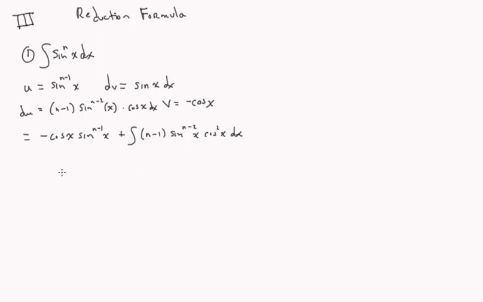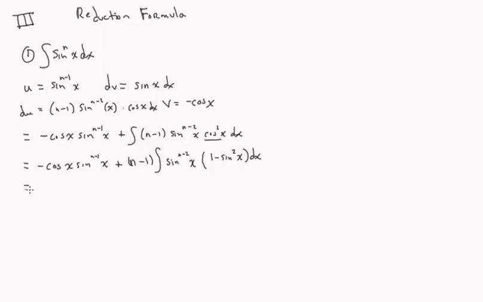Okay, so I'm going to do a little bit of manipulation. So negative cosine x sine to the n minus 1 power of x plus, now watch what I do here. First I'm going to pull out an n minus 1, and then I have the integral of sine n minus 2 power of x, but the cosine squared, now I'm going to use an identity and call that 1 minus sine squared x dx.